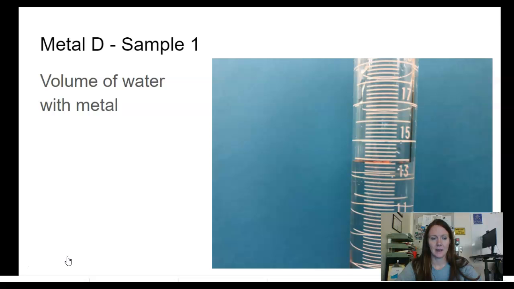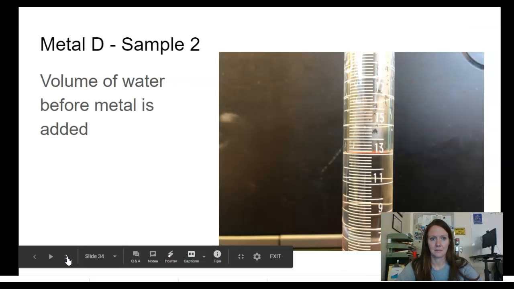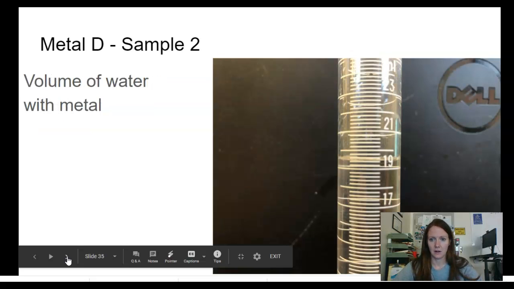And the last sample, metal D, sample 2. Here is the mass. This is the water before I added. And this is the water after.